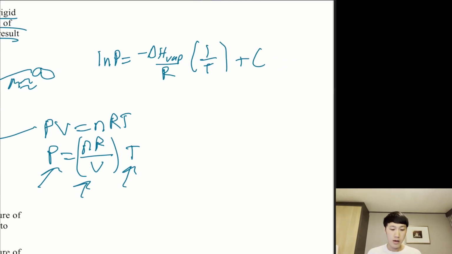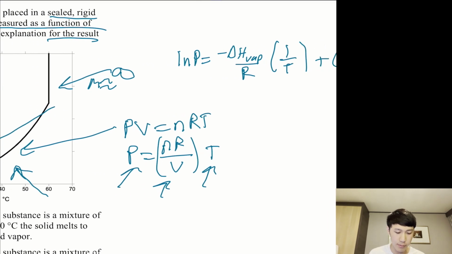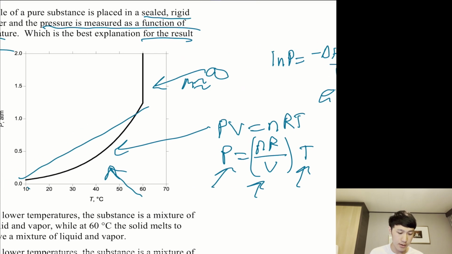This is the type of graph that we might be expecting here, right? So if we did e to the both sides, we have pressure equals e to this value right here. And clearly that's not a linear graph, so that could explain what's going on here. But then how do we explain this very fast increase in the pressure?